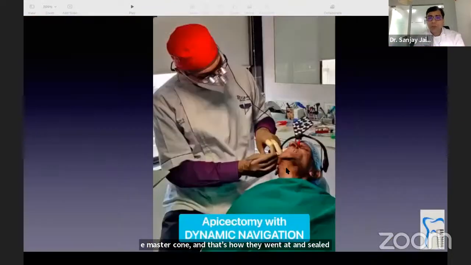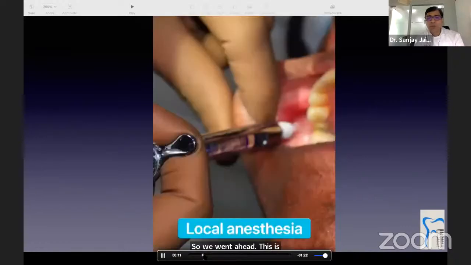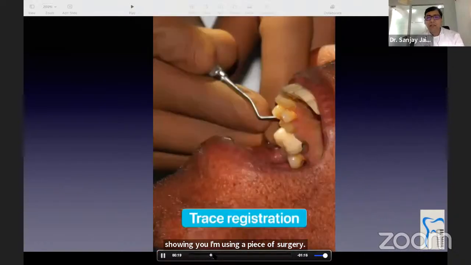So let's look quickly at one more case of navigation with apicoectomy. So we went ahead, this is pre-operative. I'm showing you, I'm using piezo surgery. You see these are the instruments. This is how I'm calibrating it.